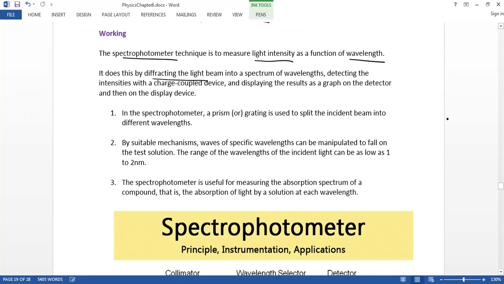Diffraction is nothing but the bending of light when the light ray falls on a sharp object. When the light ray falls on the sharp object, it will slightly bend from its original path. So let us read once again. It diffracts the light beam into a spectrum of wavelengths, detects the intensity with a charge-coupled device, and displays the result as a graph on the detector.